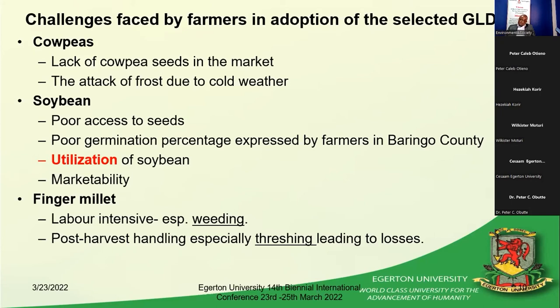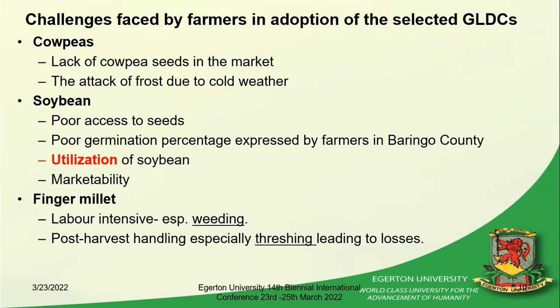Some farmers in Baringo, in the dry areas, say that they had poor germination. What also came out in soybean that made farmers not to plant is the issue of utilization. Most of the farmers don't know how to utilize soybean. Now the issue of marketability also came in. They don't know, when they harvest the soybean, where they will sell it.